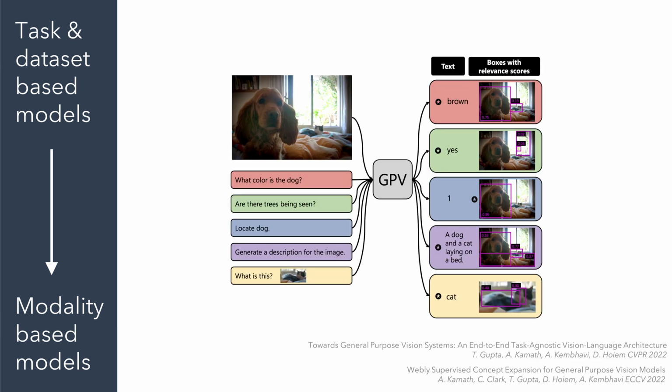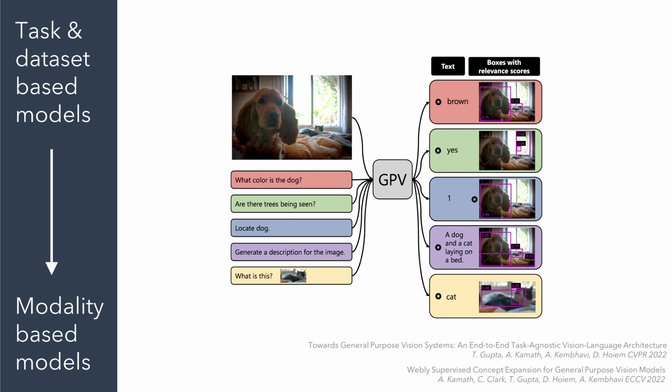The first version of this that we created we called GPV, for general purpose vision. The idea was that you could take as input an image and a text instruction, and the system would produce text and bounding boxes. So for example, if you put in this image on the left and said, what color is the dog? Then it would say brown and it would detect the dog. If you say, are there trees being seen? It would say yes, and then it would detect the trees. If you say, generate a description for the image, it would say a dog and a cat lying on the bed, and then it would detect each of them.